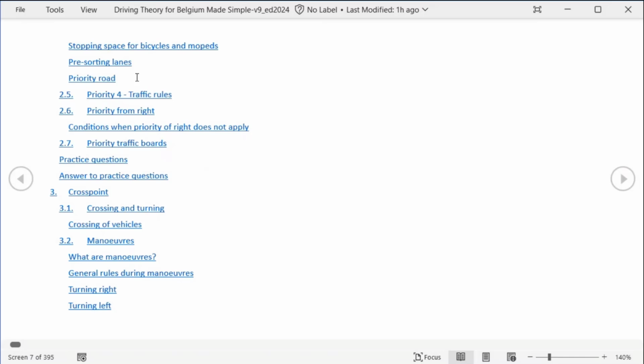Then there is a priority road. So what is a priority road? How do you identify a priority road? What does it mean to be driving on a priority road, right? That we will explain in this lesson. Further, we will go into traffic rules, which is priority 4, the last priority, of course. This is interesting, and this is important to understand. What do I do when there are no traffic boards, no traffic lights? What should I do? Those topics we will cover in traffic rules.